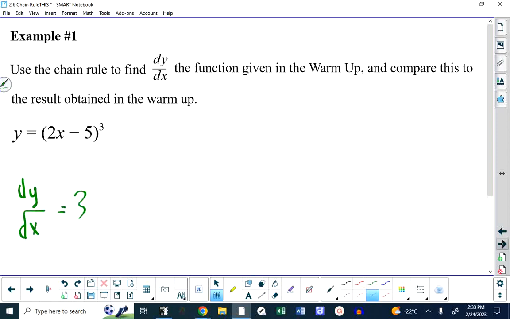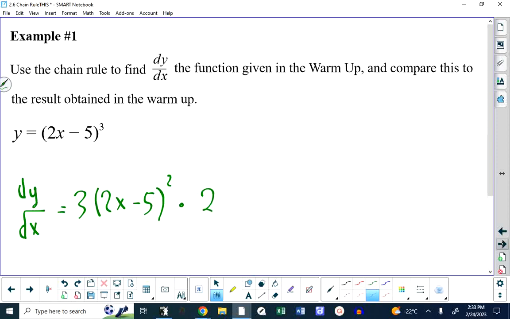But when we do this, and we write 3 times 2x minus 5 squared, we have not found the derivative with respect to x. We've found the derivative of y with respect to 2x minus 5. Because 2x minus 5 is the argument of the power. We still have to multiply by the derivative of the argument, which is 2x minus 5.